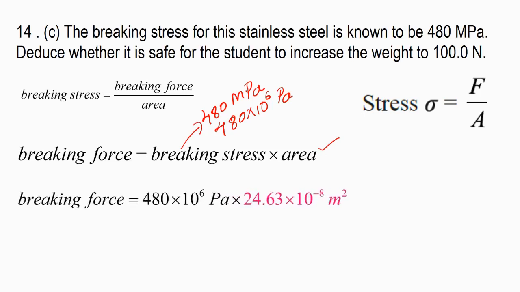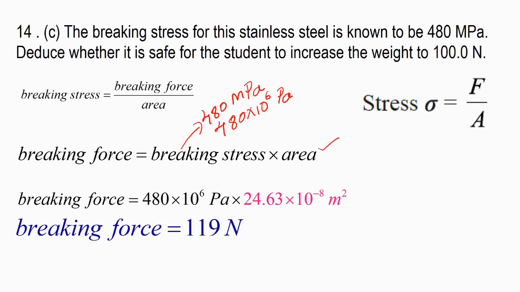Breaking force is equal to 480 into 10 to the power 6 Pascal into the cross sectional area, which we already calculated in the previous part. That is 24.63 into 10 to the power minus 8 meter square. So we will get the breaking force as 190 Newton.